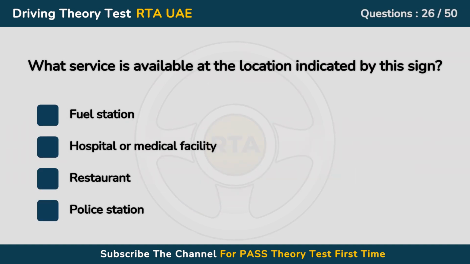Question 26. What service is available at the location indicated by this sign? A. Fuel station. B. Hospital or medical facility. C. Restaurant. D. Police station.